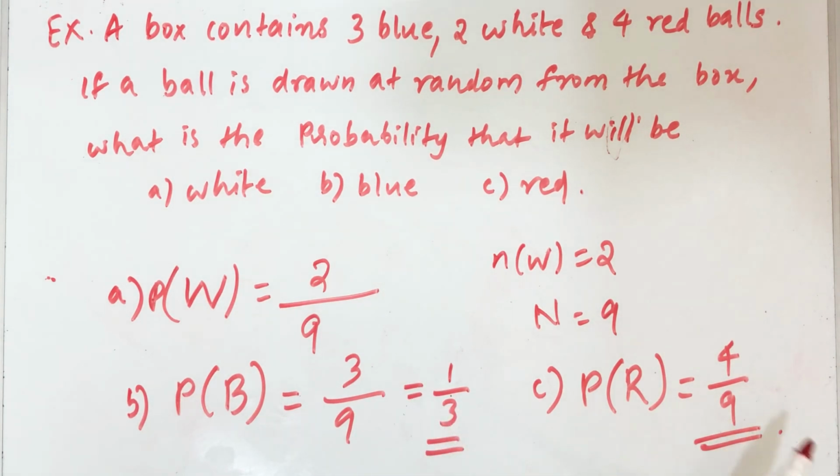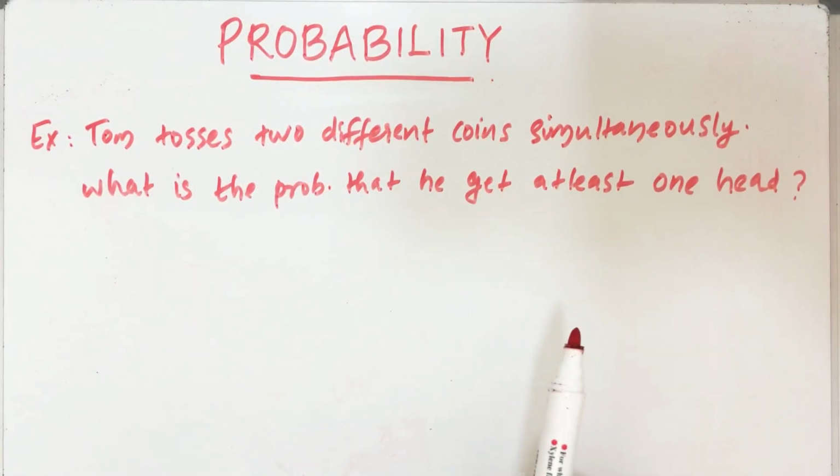The sum of all the events will be 1. See here, 2 by 9 plus 3 by 9 plus 4 by 9 is equal to 9 by 9, equal to 1. Next, a different example.